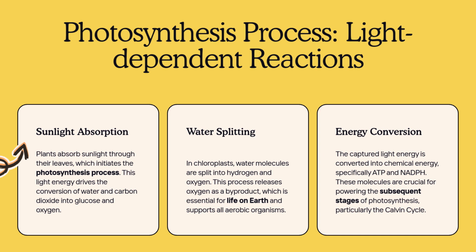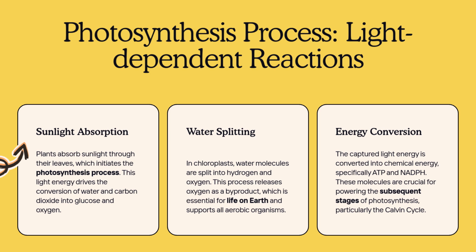Step 3: energy carriers are produced. The excited electrons move through a chain of proteins called the electron transport chain. During this process, two important energy molecules are produced. ATP, adenosine triphosphate, provides energy. NADPH carries high-energy electrons. These molecules store energy from sunlight.